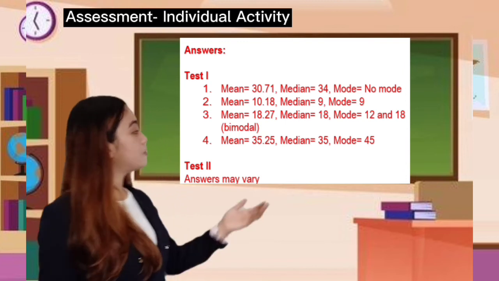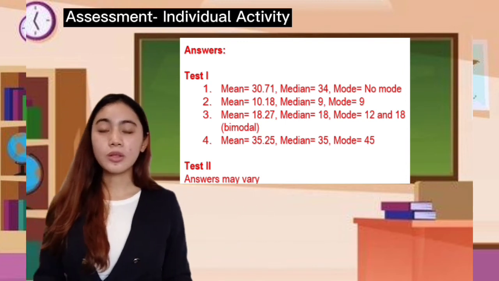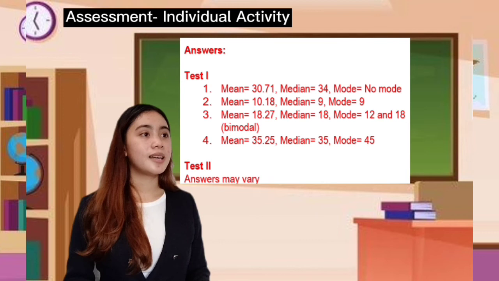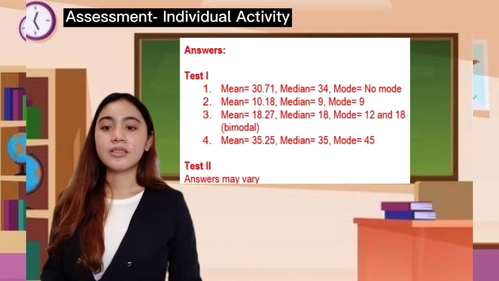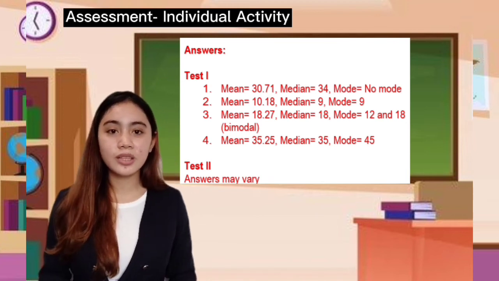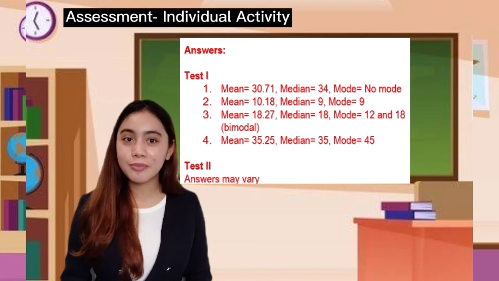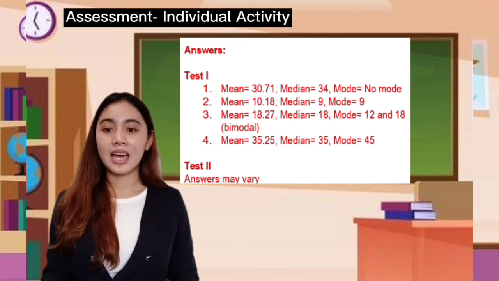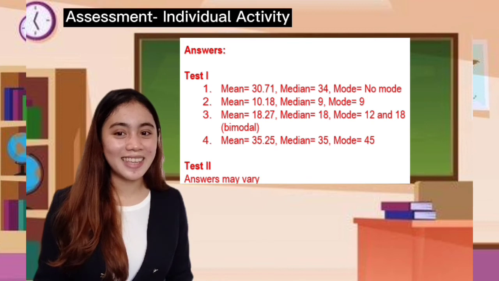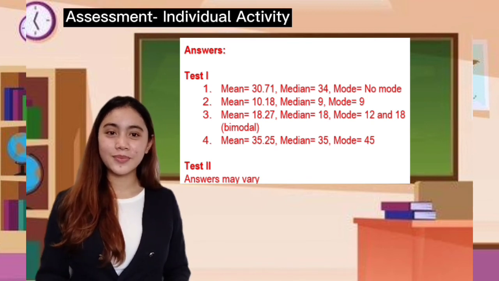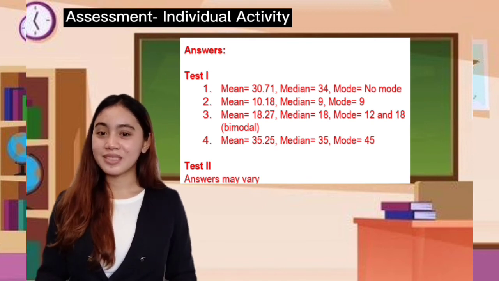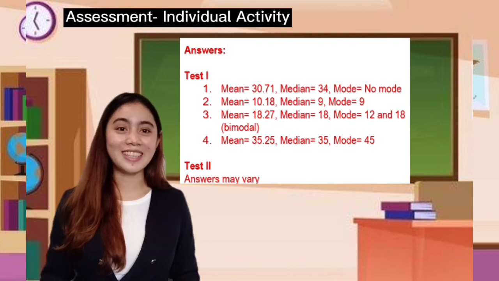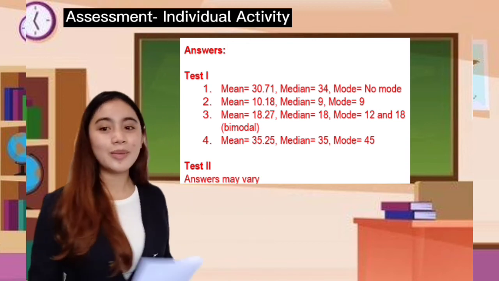Very good. Let's move on to number 3. What is the mean of the data? Yes, Jake. The mean is 18.27. How about the median? Yes, Mila. Okay, the median is 18. And how about the mode? Yes, Mila again. 12 and 18. Very good. And it is bimodal.